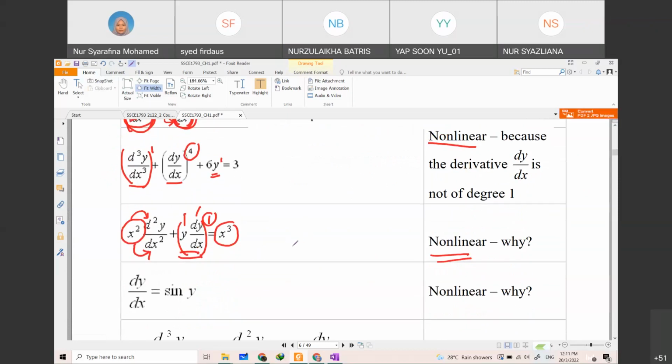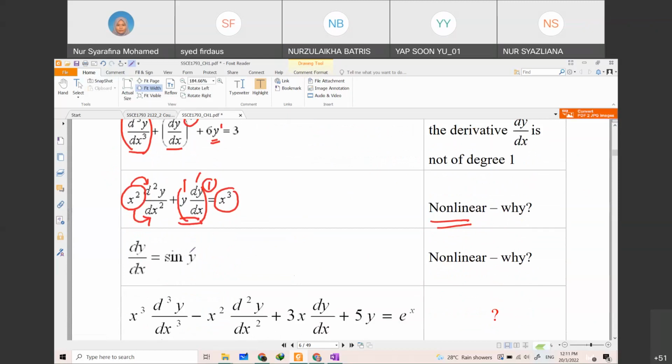All right, the next one. Why is this non-linear? Because, of course, you know that sine is trigonometric. It is not a linear form, because the degree itself is not for y. It is for sine y. So this is non-linear.